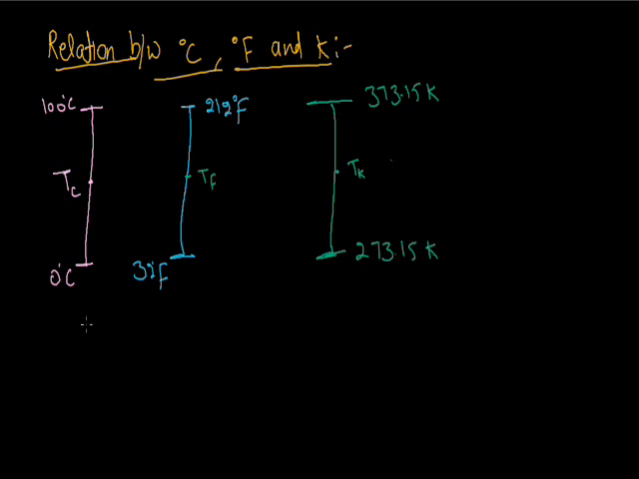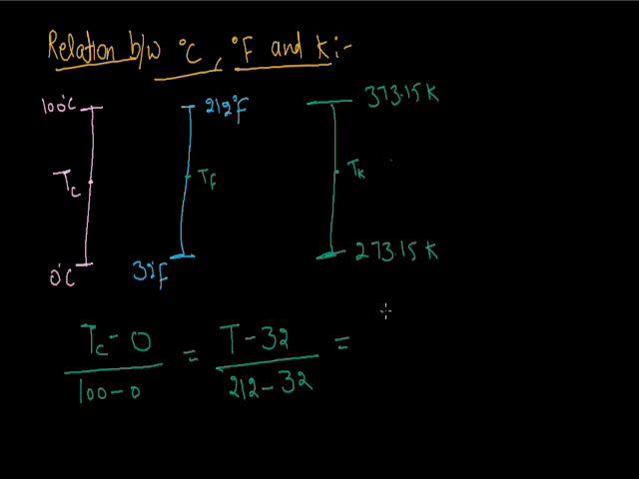Now, Tc minus lower fixed point, that is 0, divided by upper fixed point 100 minus lower fixed point, is equal to Tf minus lower fixed point 32, divided by upper fixed point 212 minus lower fixed point 32, equal to, in Kelvin, Tk minus 273.15, this is the lower fixed point, divided by upper fixed point 373.15 minus lower fixed point.